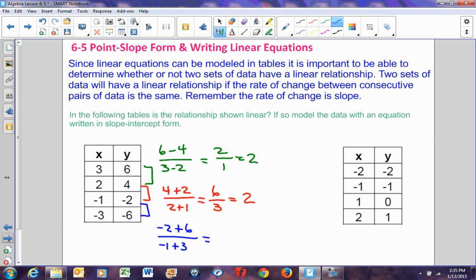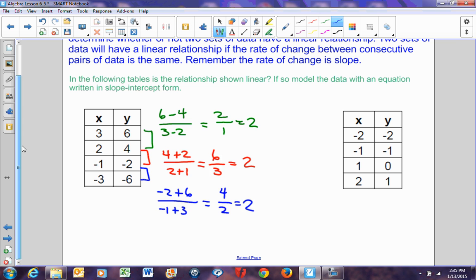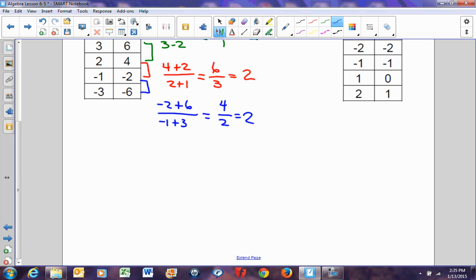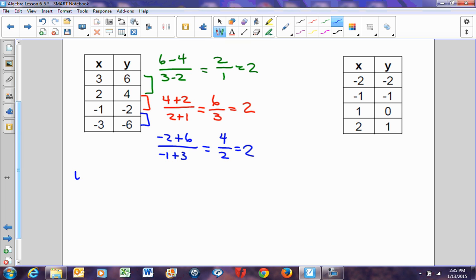-2 plus 6 is 4. -1 plus 3 is 2. 4 over 2 is 2. So yes, this definitely models a linear relationship, doesn't it? Alright, so it says in the following tables is a relationship shown linear. So yes, this one happens to be linear. Okay? And then it says if it is linear, model it in a slope-intercept form.